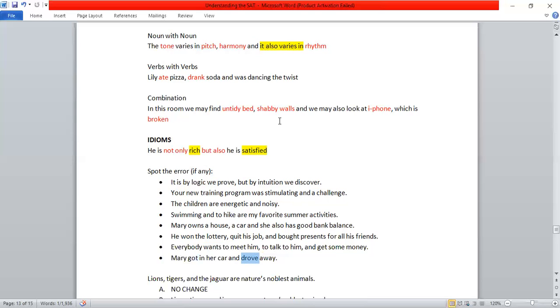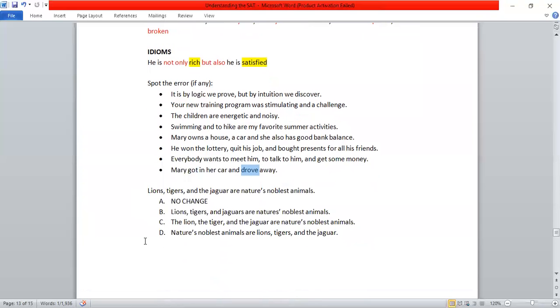So if you've understood this, let's go to this easy, very easy question. Lions, tigers, and jaguar are nature's noblest animal. Anything wrong here? Let's compare with the others. If I don't find anything wrong in the first read, I will compare. Lions, tigers, and jaguars are nature's noblest animals. Do we have multiple natures? We don't, right? We have only one nature. So this goes away. The lion, the tiger, and the jaguar are nature's noblest animals. Okay, we can keep this one, nothing wrong.